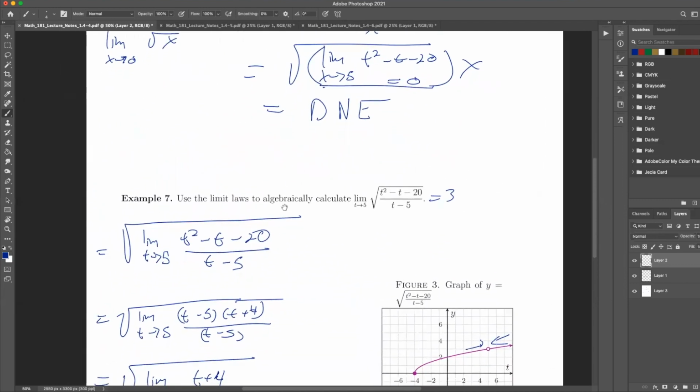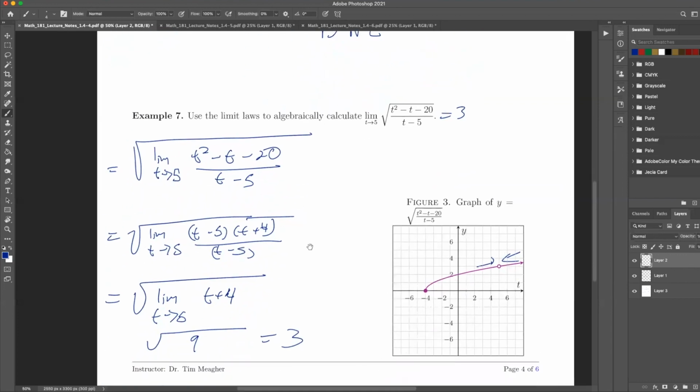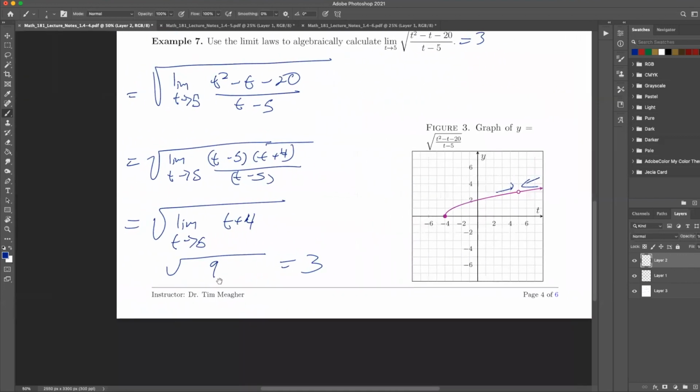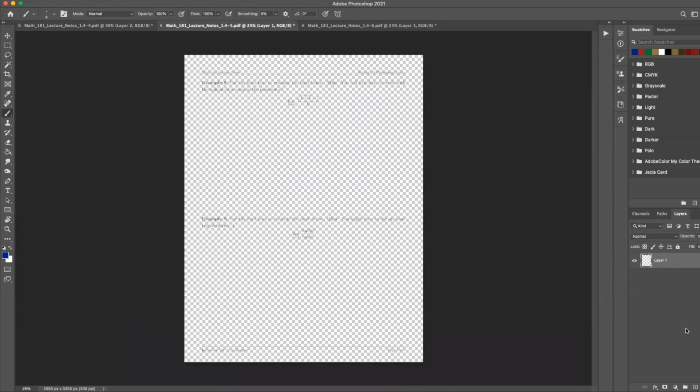Here, we plugged it in. We couldn't just plug it in, so we did some algebra and canceled stuff. Now we plugged it in. Is 9 greater than 0? Yes, 9 is strictly greater than 0. Therefore, it was fine, and we get 3. Okay. All right, let's do 2 more, and then I'll show you squeeze theorem, and we'll call it good.